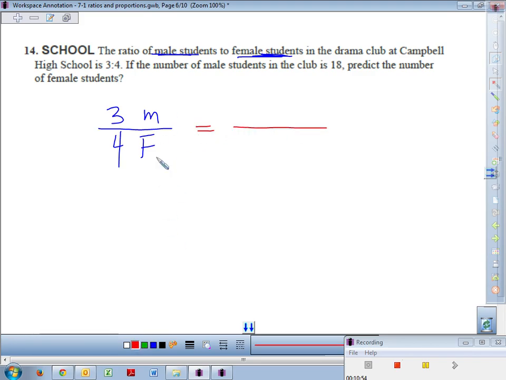So then we'll set it up with another fraction. If that's male over female, this has to be male over female. And they say the number of males is 18, so 18 goes there. Predict the number of females. Why don't you solve that by cross multiplying?